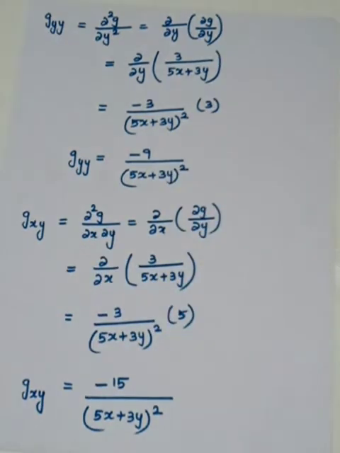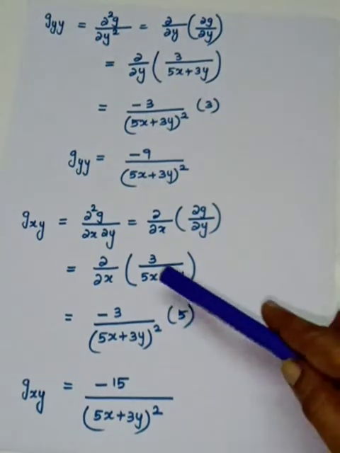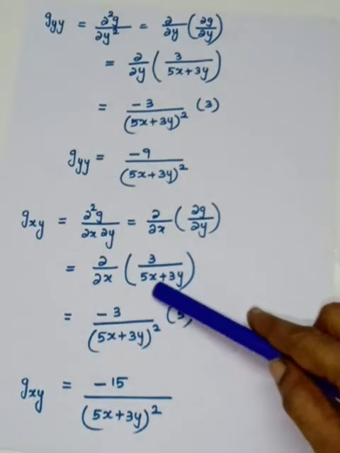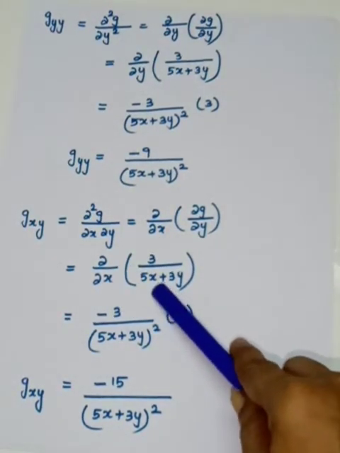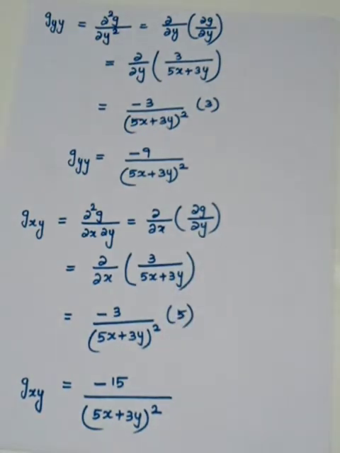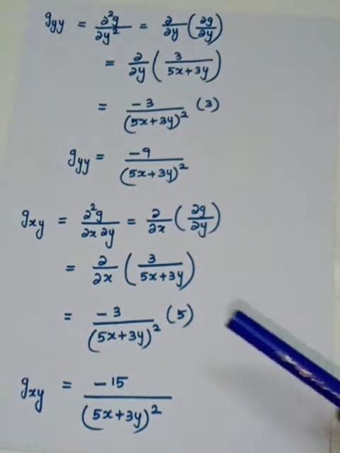Next one, gxy. How it will be written? Dou square g by dou x dou y. That will be written as dou by dou x of dou g by dou y. So it is substituted. Now it has to be differentiated partially with respect to x. So x is involved in the denominator. Again the same formula. 3 is a constant. It is in the form of 1 by x. So whose differentiation is 1 by x squared.